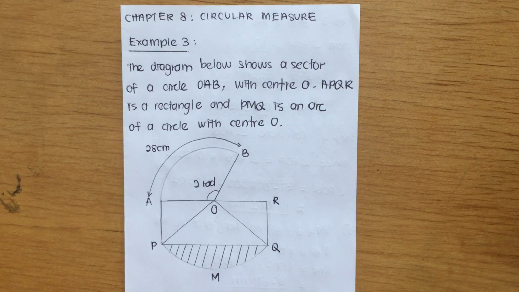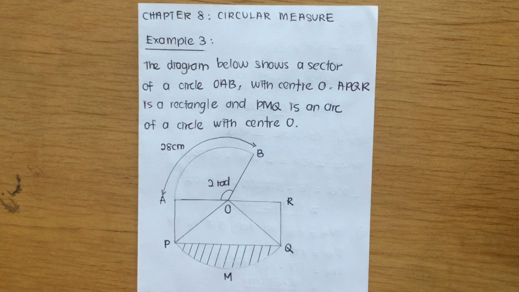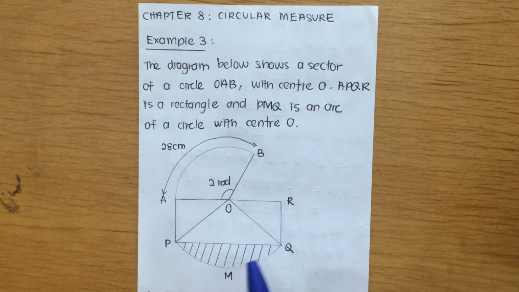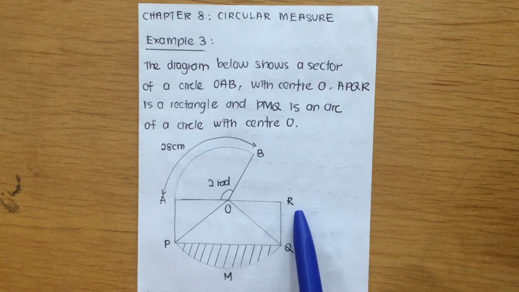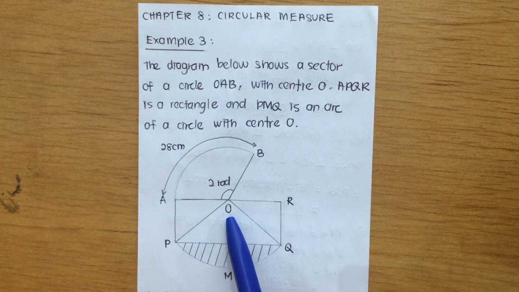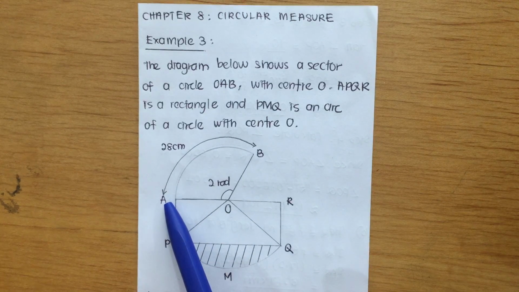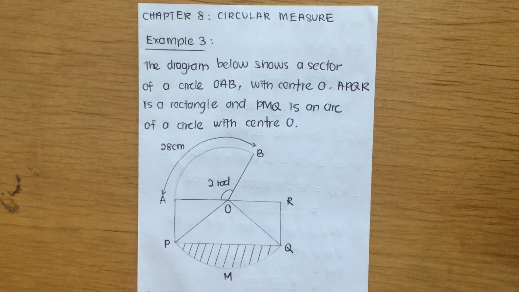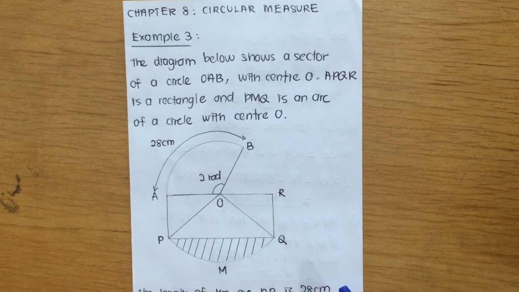Alright, let me read the question now. The diagram below shows a sector of circle OAB with center O. APQR is a rectangle and PMQ is an arc of a circle with center O. So this is the center O. So actually if you look in the diagram here, you can notice that O acts as a midpoint for line AR guys. Okay, let us continue to read the question.